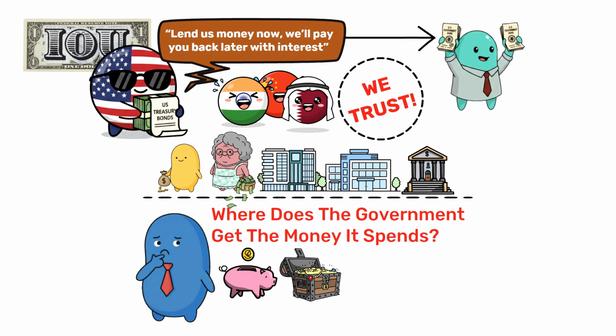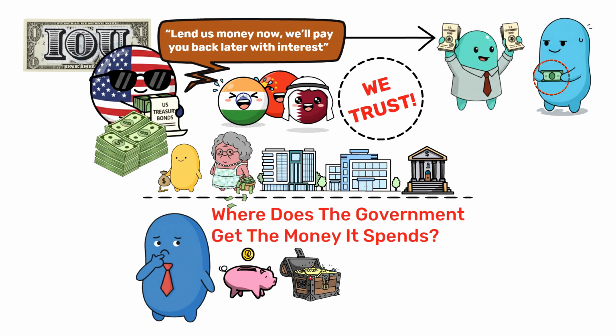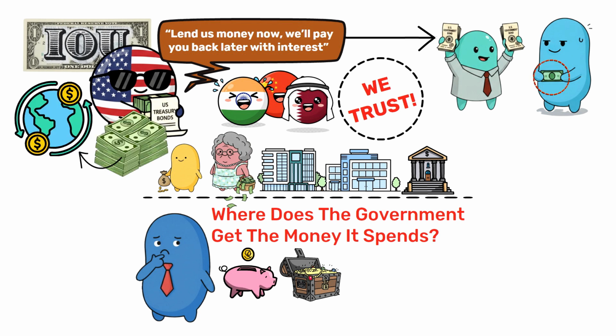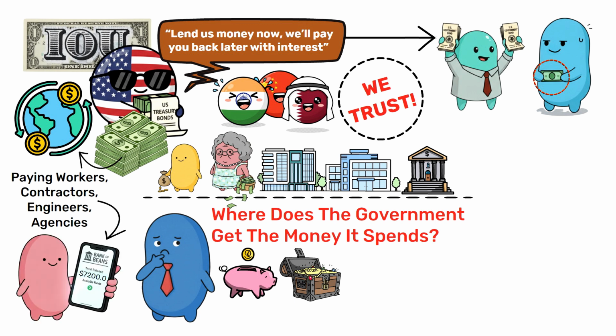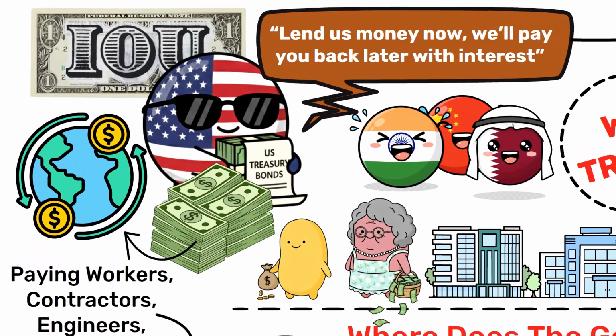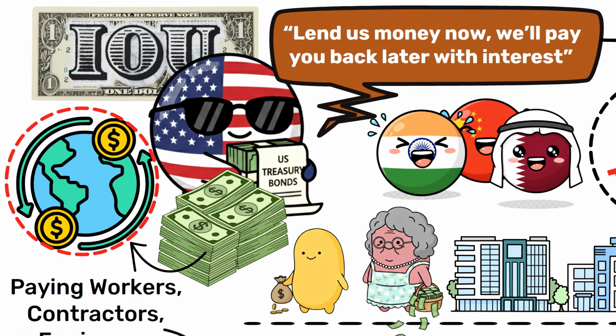Here's the mechanism in action. The Treasury issues a new bond. Someone buys it, and the money used to purchase that bond goes to the government. The government then spends that money into the economy, paying workers, contractors, engineers, agencies, and anyone else on the federal payroll. All those payments land in bank accounts as brand new deposits. Just like that, money that didn't exist before is now circulating through the economy.